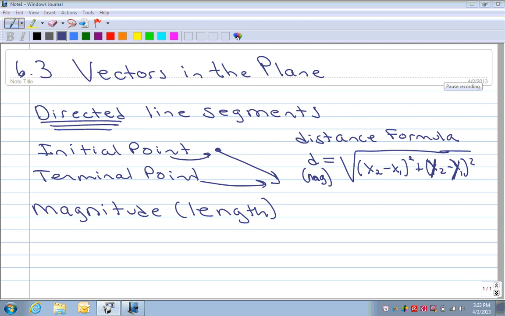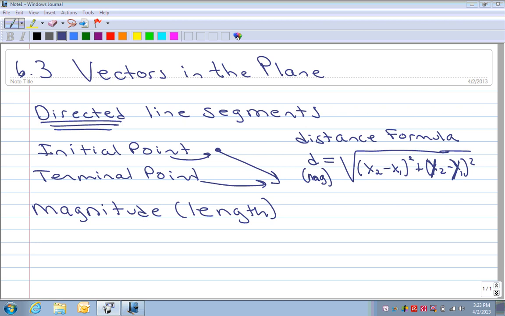I've listed here some of the key vocabulary words that you're going to want to know. Some you are familiar with from our study of trigonometry, some you are familiar with from your experience in algebra, and maybe some will be new for you. A directed line segment. Basically, a vector is a directed line segment. Notice I have the word directed underlined several times.